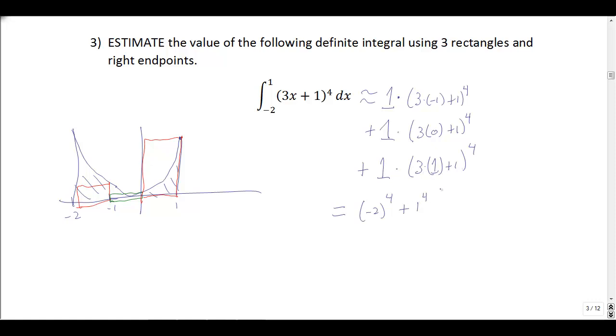Here I'm going to get 3 plus 1 plus 4 to the 4th. So what I get, -2 to the 4th is like 2 to the 4th, that's 16. 1 to the 4th is 1. 4 to the 4th is 2 to the 8th, which is 256. And if you add those up, 16 plus 256 is 272. Our answer here turns out to be 273.